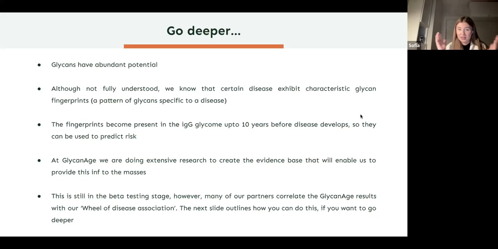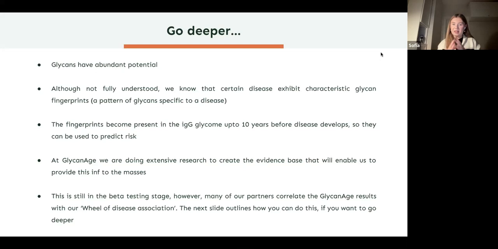And we are approaching the end of this presentation, but there is one more thing I want to tell you. We are working very, very hard on improving our product and on giving you more information that you can use in your practice for your clients and for their benefit. So we know that glycans have abundant potential. And although we do not understand glycans fully, because glycans are very complex and the analysis of glycans is very complex, and this is not something that is extensively researched, obviously apart from our scientific group.